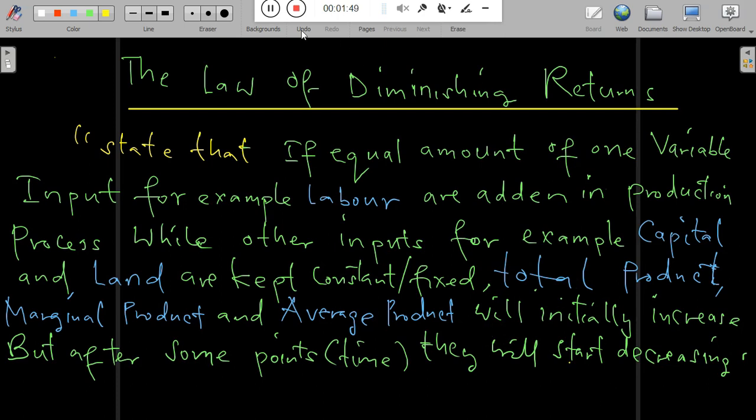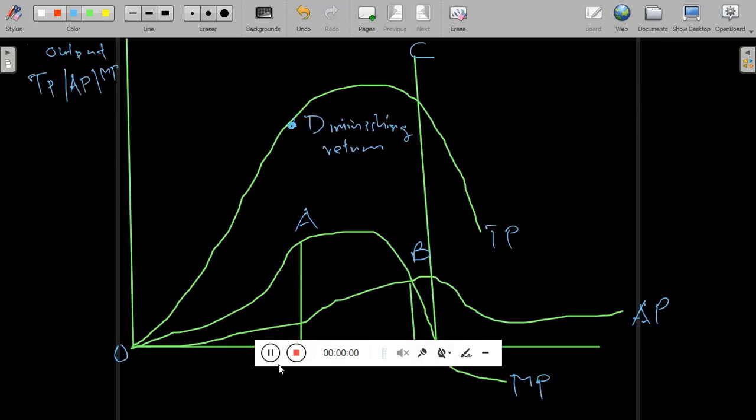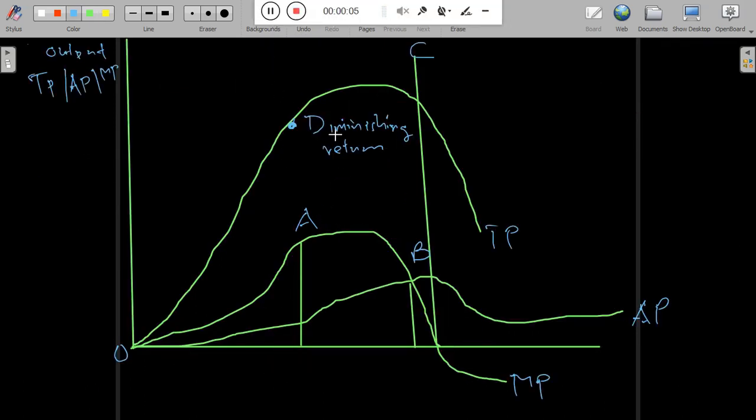This means that there is a time in production whereby an increase of input functions to bring out the results of output. But there is a moment when an increase of input does not actually lead to a proportional increase of output level. So this is a graph which illustrates fully the diminishing returns law.